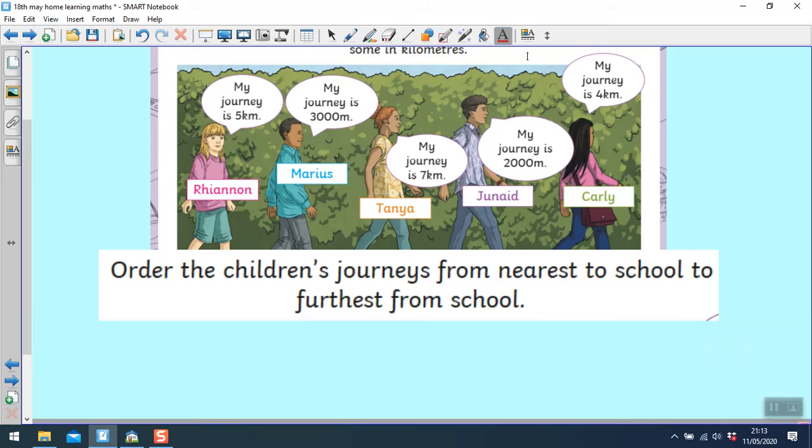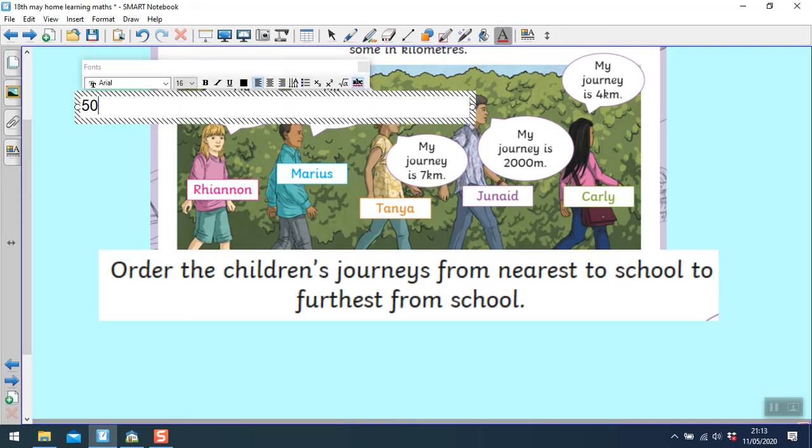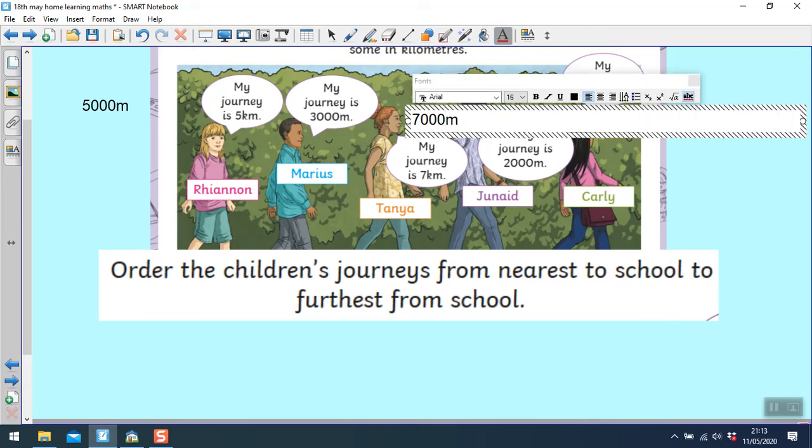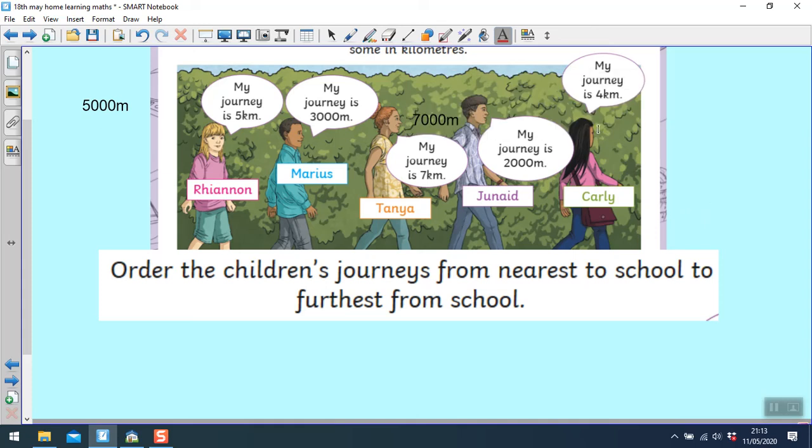So Rhiannon goes 5 kilometres, which is 5,000 metres. Marius is in metres already. Tanya's is 7,000 metres. Junaid's in metres already. Carly's is 4,000 metres. It does say order the journeys, so not the person, but the journeys this time, from shortest to longest.